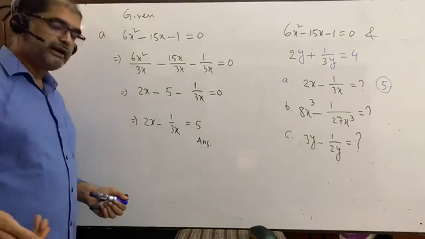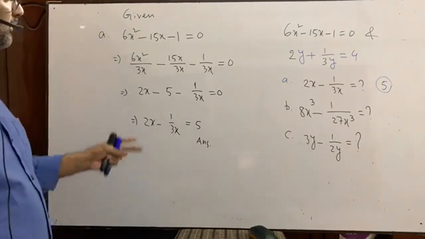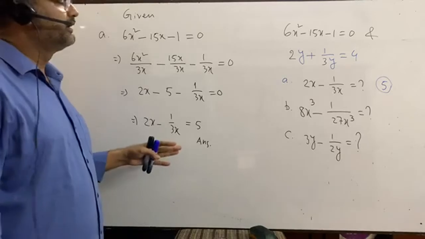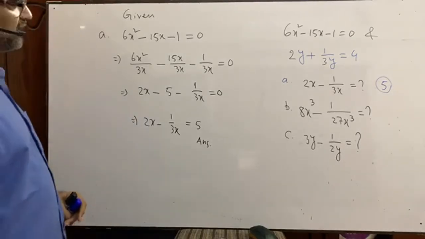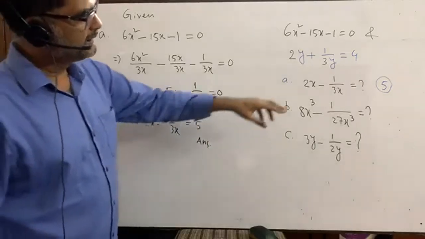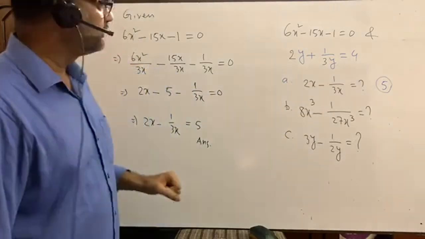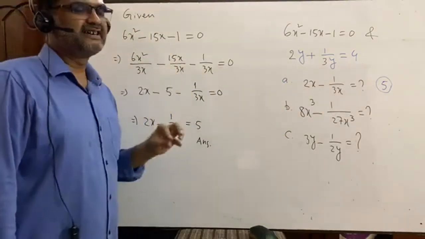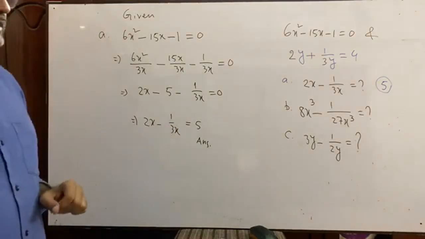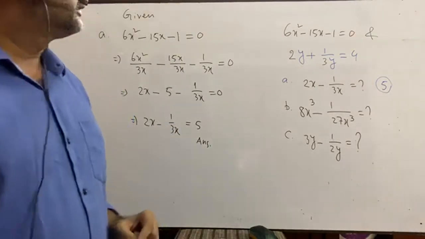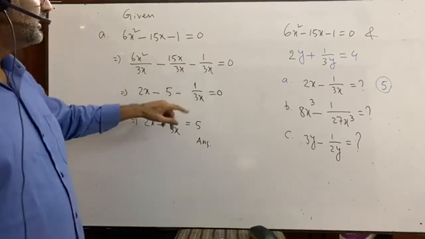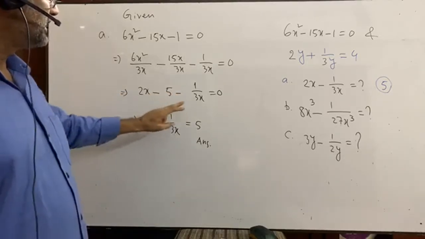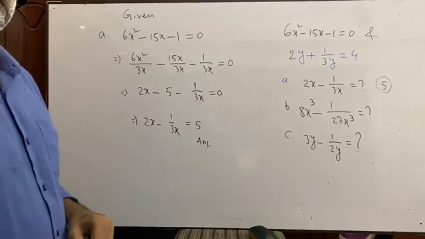It was really very easy for you. The math is really very easy for you. You can do it. Just you have to think one thing, that it is 1 by 3x. So this is 1, so the best way is to divide all the terms by thrice x, and you have seen that you have got 2x minus 1 by 3x as 5.